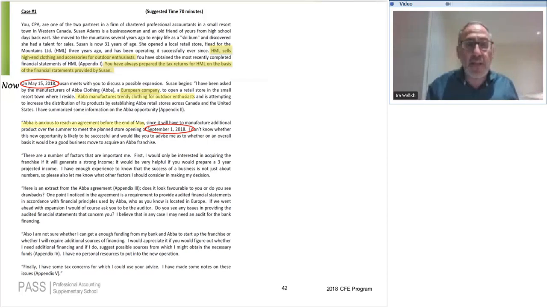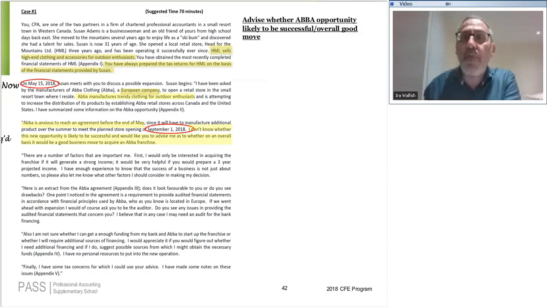here we come across our first required. I don't know whether this opportunity is likely to be successful and would like you to advise me as to whether on an overall basis it would be a good business move to acquire an Abba franchise. So at this point, I wrote on my outline, advise whether Abba opportunity likely to be successful / an overall good move, right? You've been asked to discuss that. I would have put this at the top of my outline.